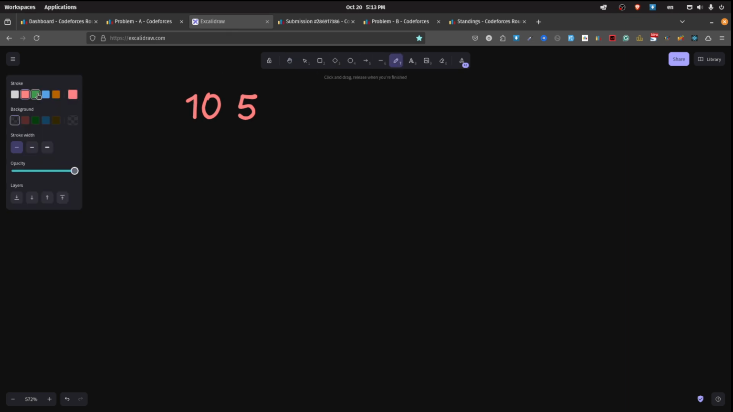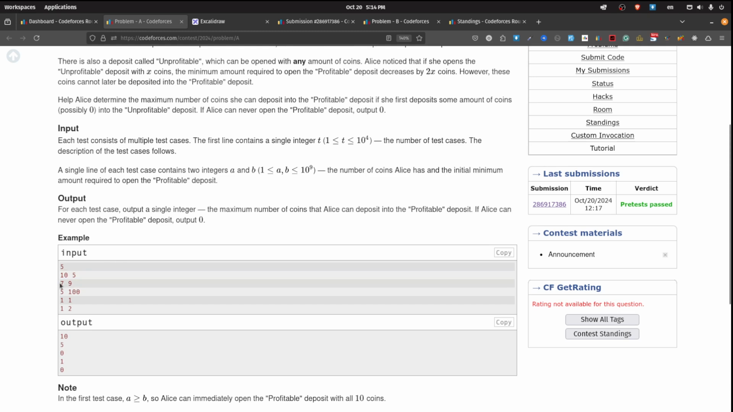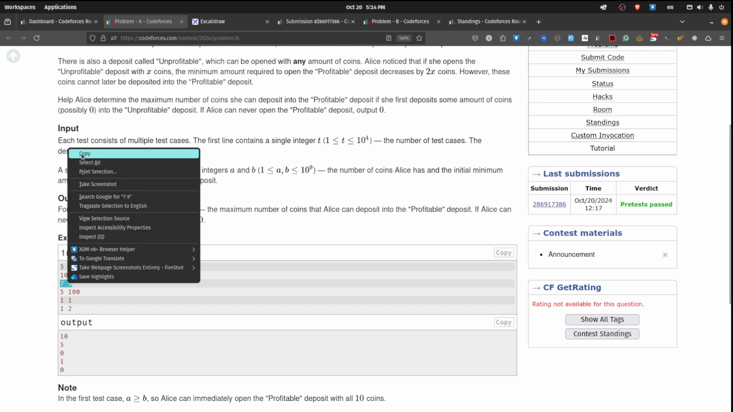That means you have 10 coins initially, and to create a deposit you require 5 coins. Since you have 10 coins and the required amount is less than 10, you can easily create your deposit. So in this case 10 will be the answer. After that, for example, if I take this 7 9.